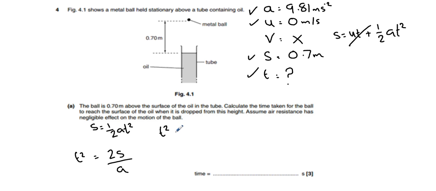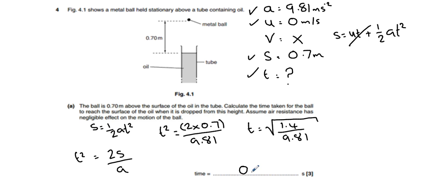Then moving on to step 3, I'll start plugging in some numbers. So T squared equals 2 times S, which is 0.7, over 9.81. Finally I just need to square root both sides. So T is going to be equal to the square root of 1.4 over 9.81. If you plug that into your calculator, you'll get an answer of 0.38 seconds. So the important thing to recognise here is that it requires an equation of motion. If you write the variables out and the information you have for the variables, it'll become obvious which one you need to select, and then you just work it through.